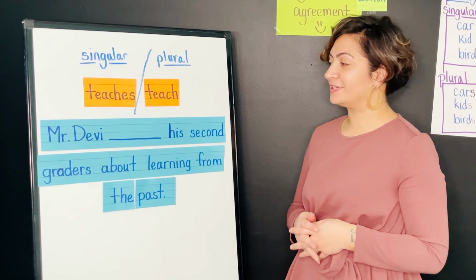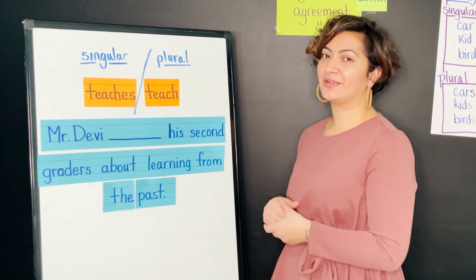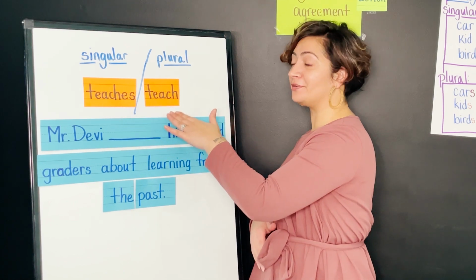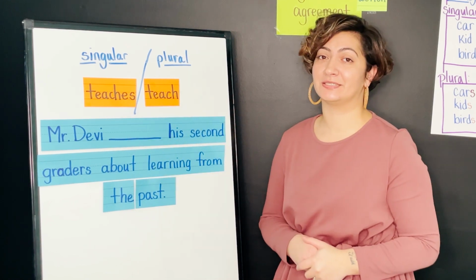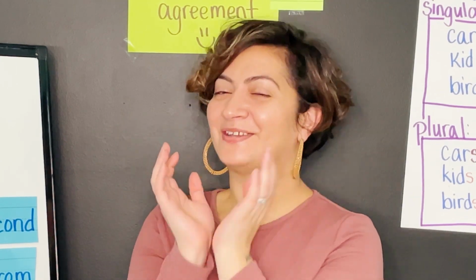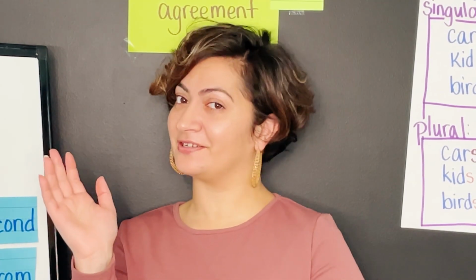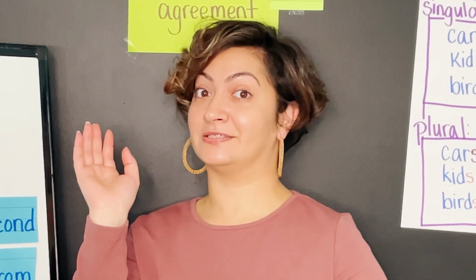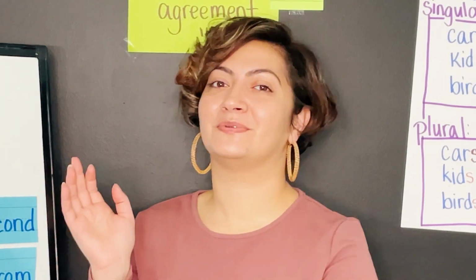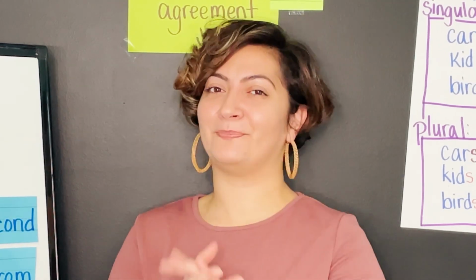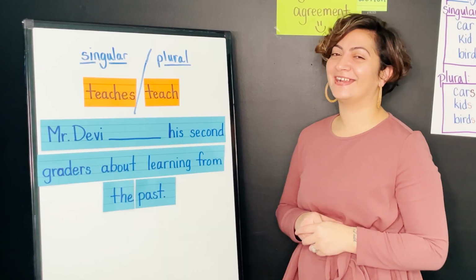We are going to read through some sentences. We are going to decide whether the singular verb or the plural verb fits into the sentence. Remember, we want subject-verb agreement, which means if the subject is singular, the verb needs to be singular. If the subject is plural, the verb needs to be plural, right? Make the sentence happy.